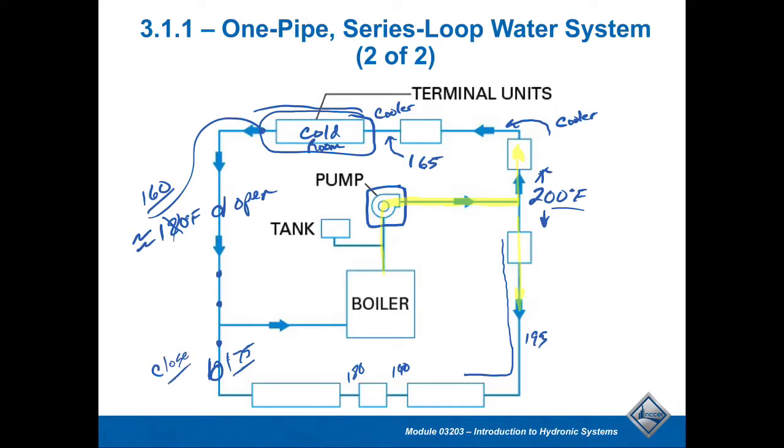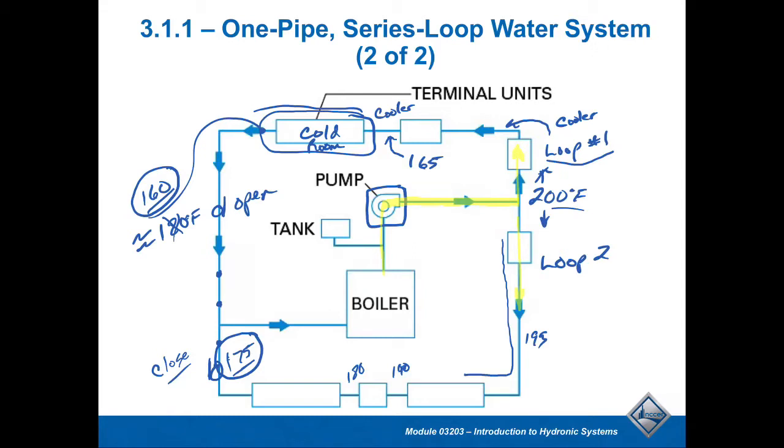So this one, I would keep that open. This one, I'm going to have to close down. So what I need to do is somehow make this loop, and I'm going to call this loop number 1. And this one I'm going to call loop number 2. I need to somehow be able to get more water flow through loop number 1.